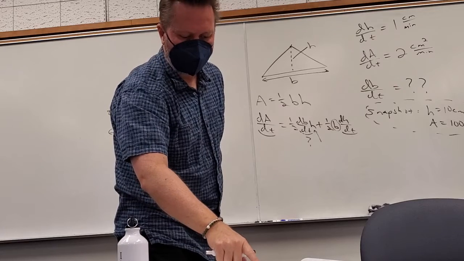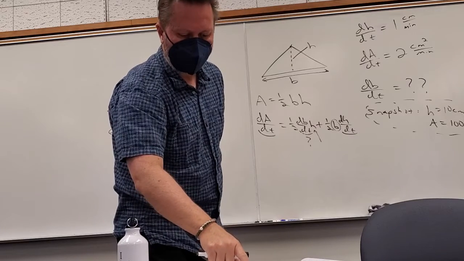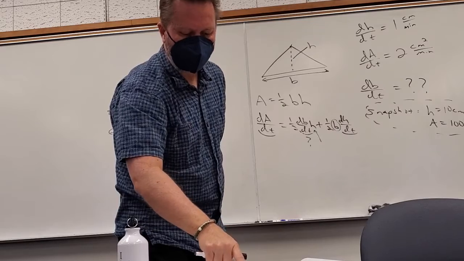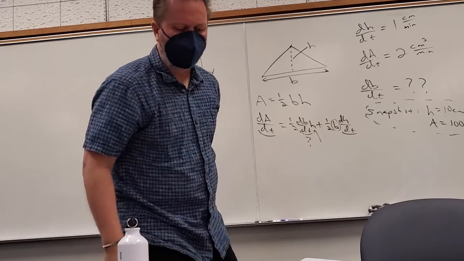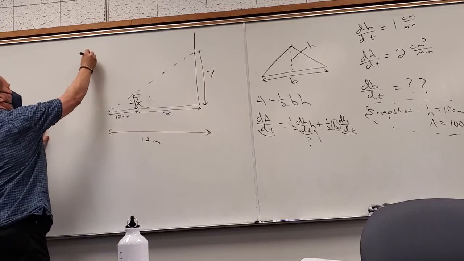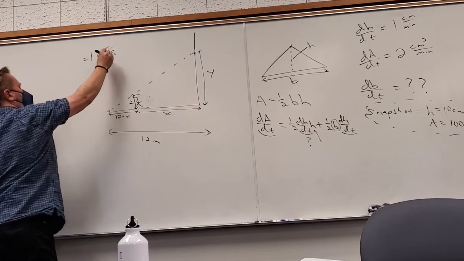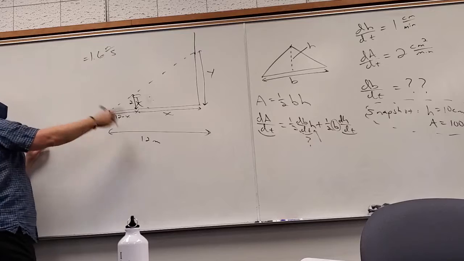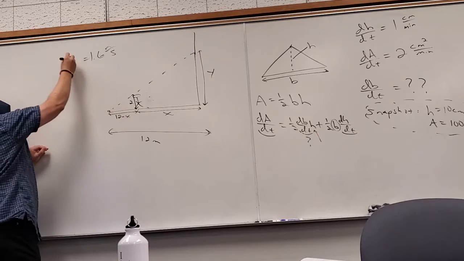Where are you at? Here it is. He's walking from the spotlight toward the building at a speed of 1.6 meters per second. So how can I identify that? dx over dt. Yeah, dx dt.